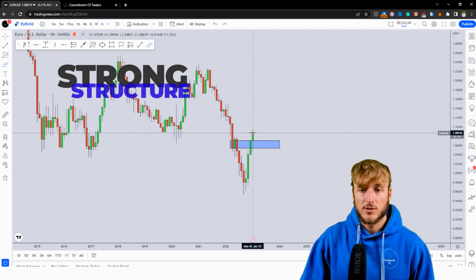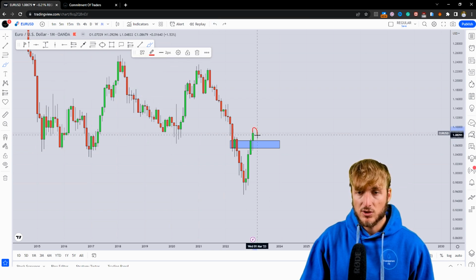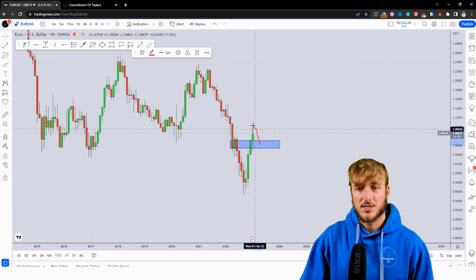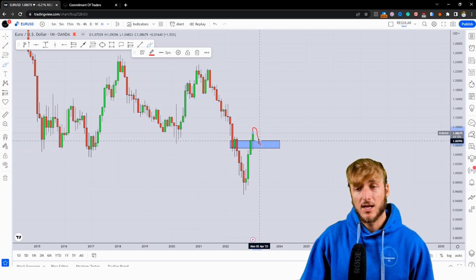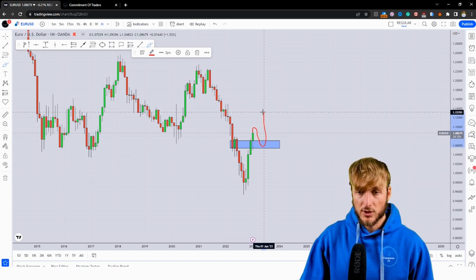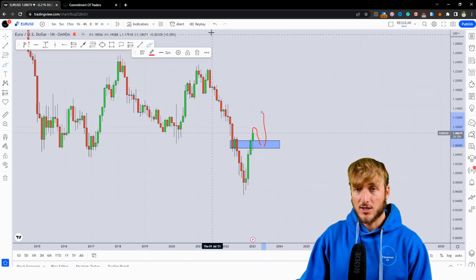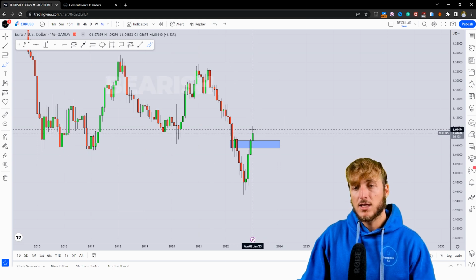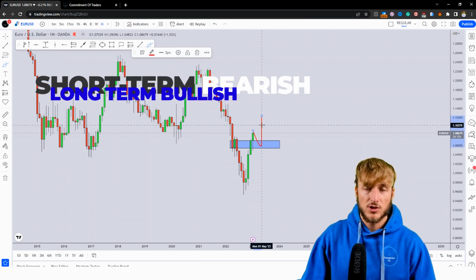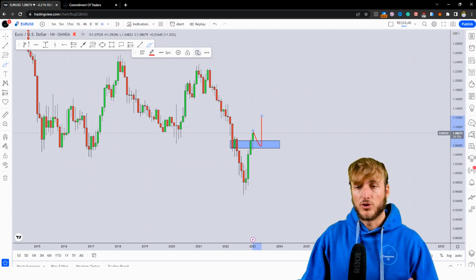So even though, as we have just seen, we have resistance here and we could expect some short-term bearish price action rejecting that resistance, here the market is supposed to find support and get rejected to the upside. So what we could expect, from a monthly perspective, is short-term bearish price action and then longer-term bullish continuation.